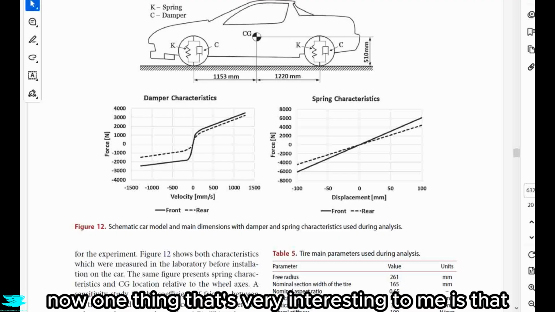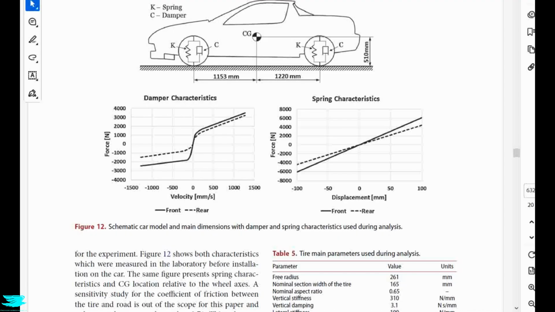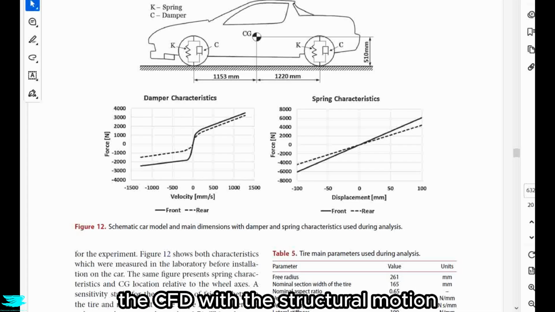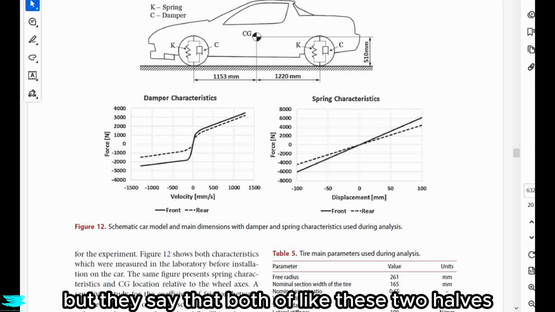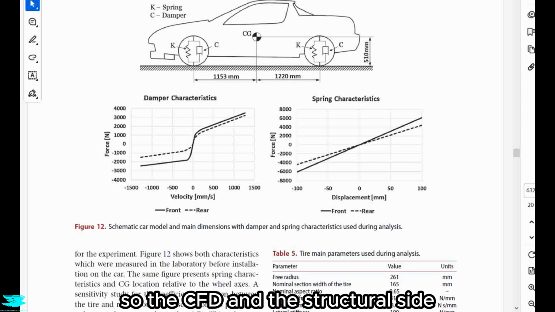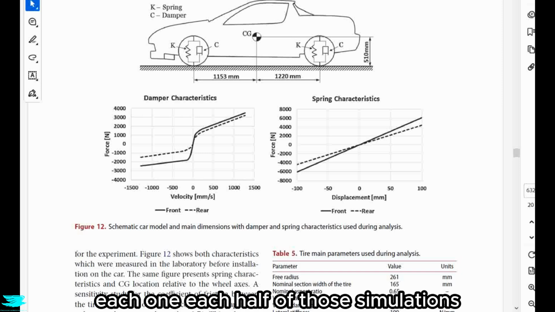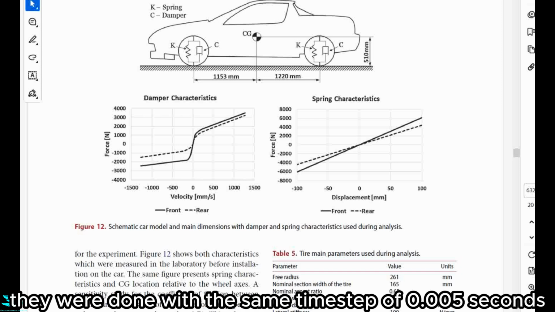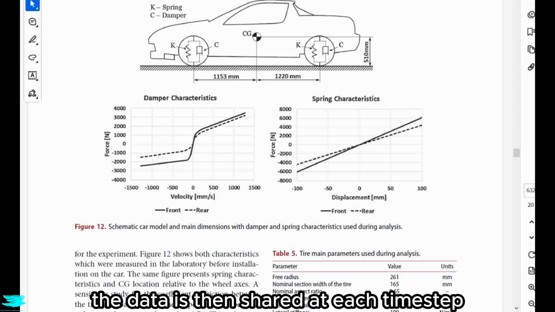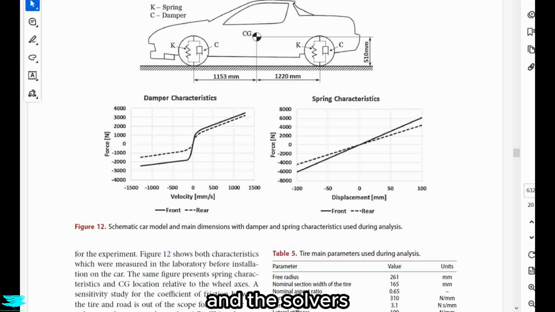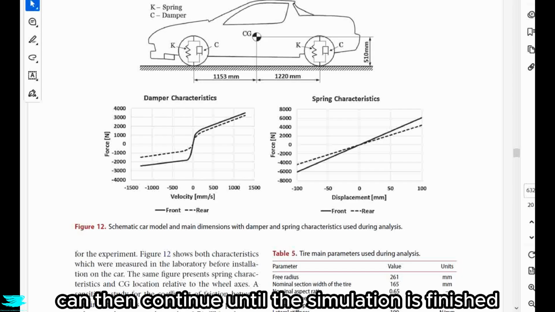Now, one thing that's very interesting to me is that if I'm reading this right, they obviously coupled the CFD with a structural motion, but they say that both of these two halves, so the CFD and the structural side, each half of those simulations, were done with the same time step of 0.005 seconds. The data is then shared at each time step, and the solvers can then continue until the simulation is finished.